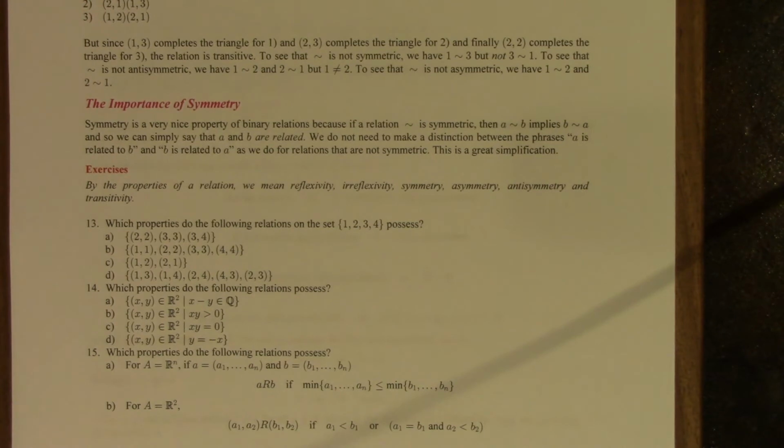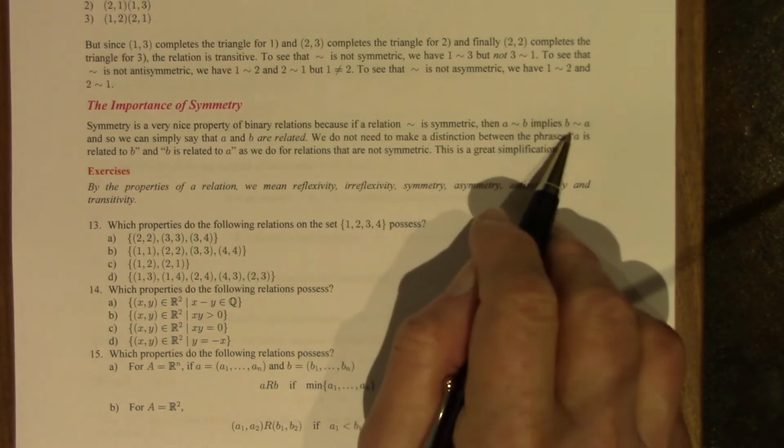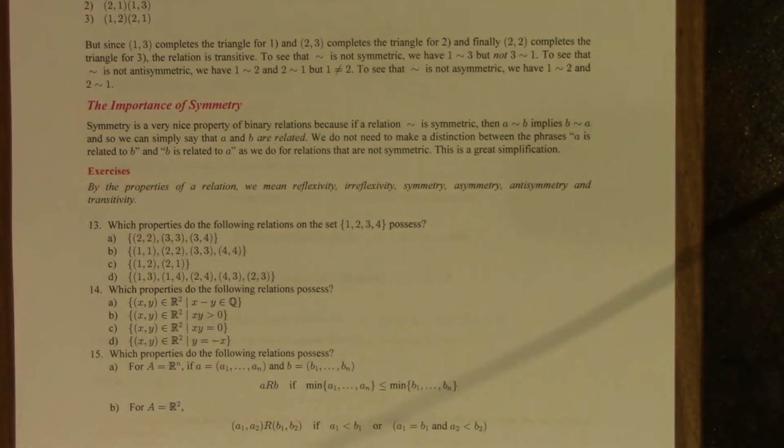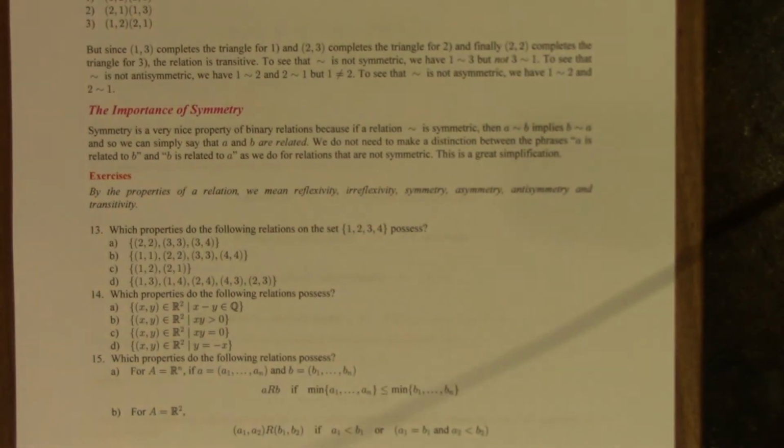Symmetry is actually a very nice property when it's available, when it exists. Because when a relation is symmetric, then A related to B implies B related to A, and so you can use a phrase such as A and B are related. And that's very convenient. Without symmetry, that would make no sense, because there's a definite direction to relationships, indicated by the directed arcs. So that's a big help when you have symmetry, but we don't always have it.